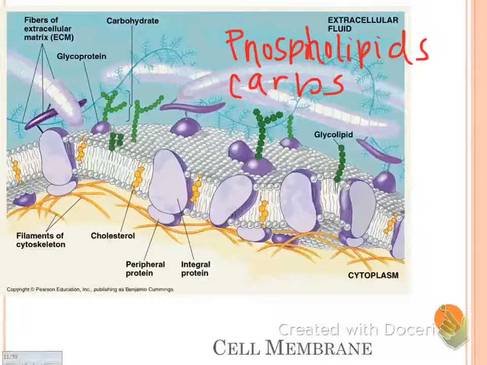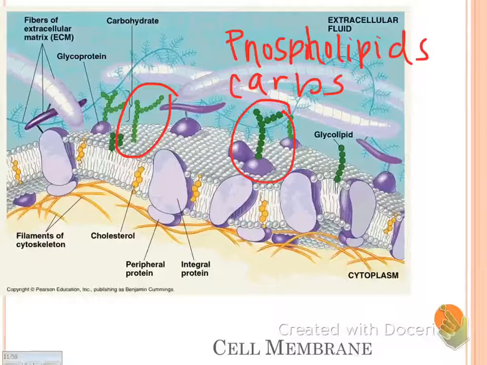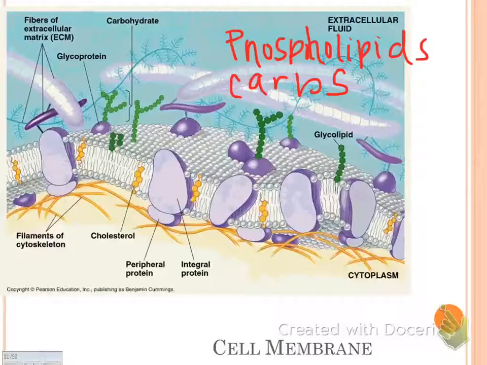Or a carbohydrate attached to a lipid is a glycolipid. Just a little by the way. Glycoprotein right there, sugar attached to a protein. Glycolipid right there. So glycoprotein, glycolipid. Okay, so we got carbs. What are they for? Recognition, right? Cell membranes recognize each other because of their carbohydrates.